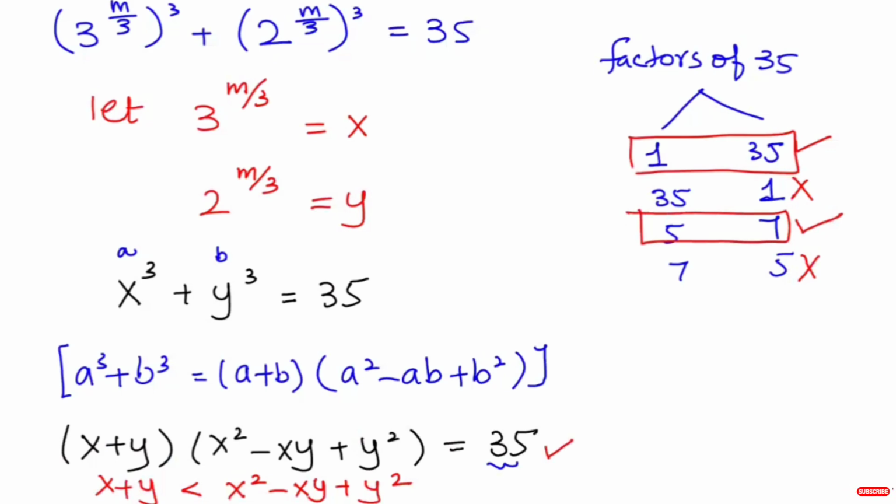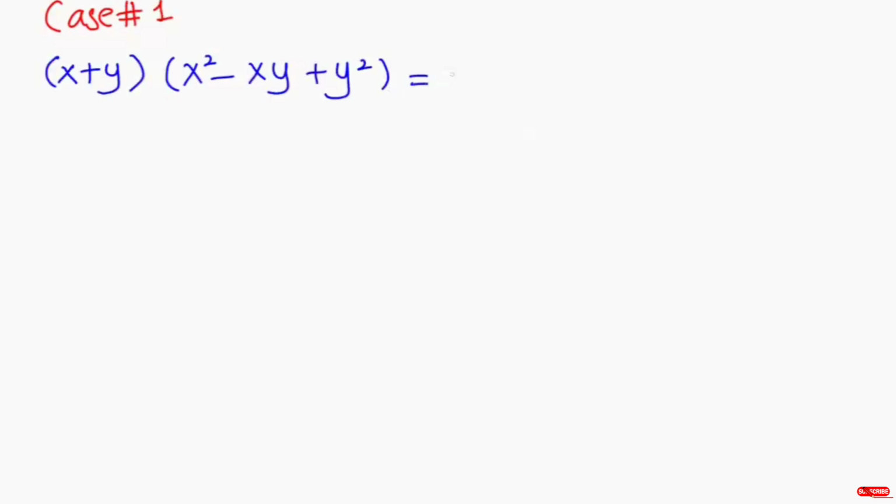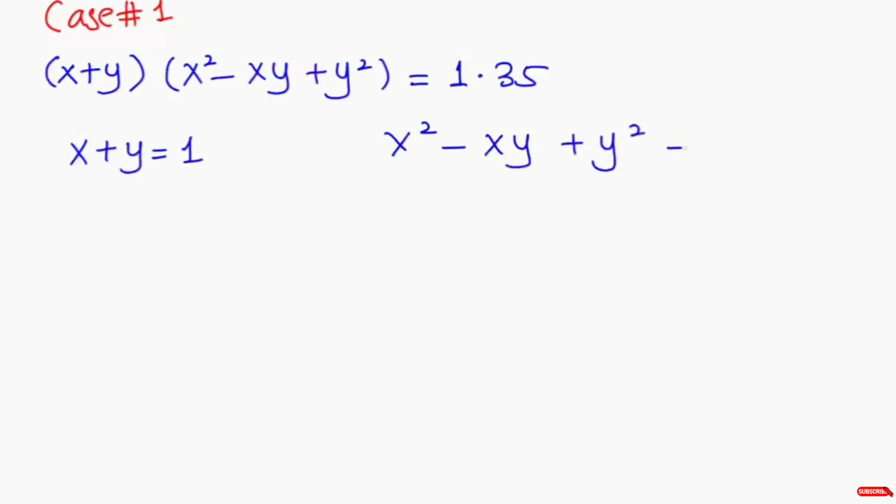For the next expression, in case 1, I'm going to write the expression we have: (x plus y)(x squared minus xy plus y squared) is equal to 1 times 35. Now I'm going to compare: x plus y is equal to 1 and x squared minus xy plus y squared is equal to 35. First I'm going to solve this one.